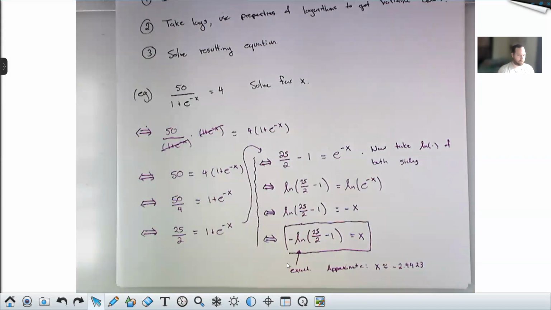Okay, I'm going to switch over here. We're going to start talking about logarithm equations now. So it's just a little recap on exponentials. Let's do it.